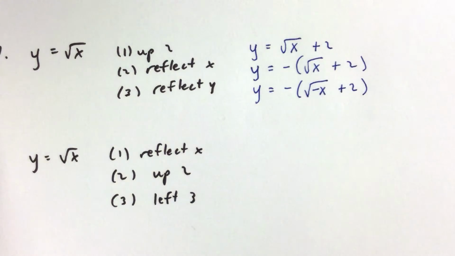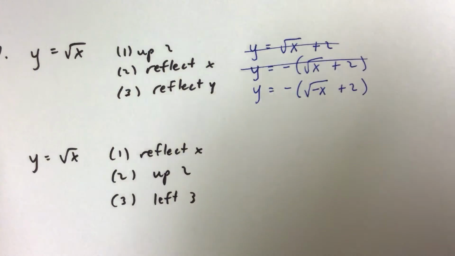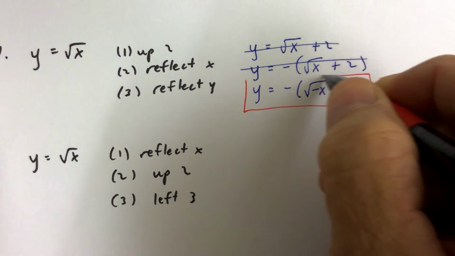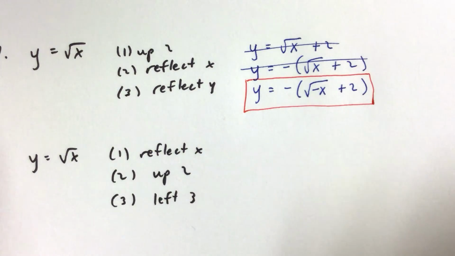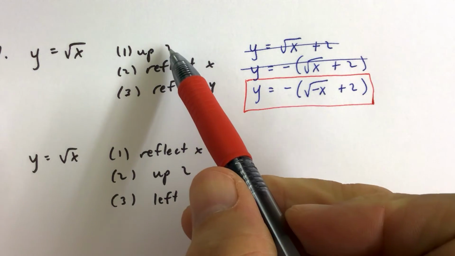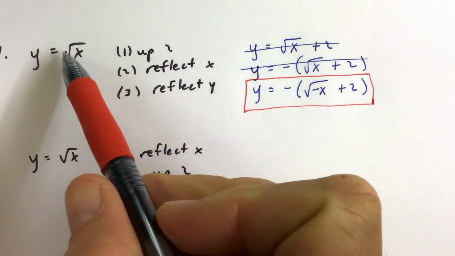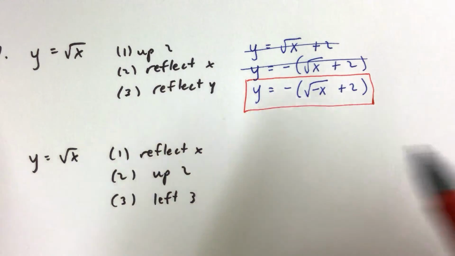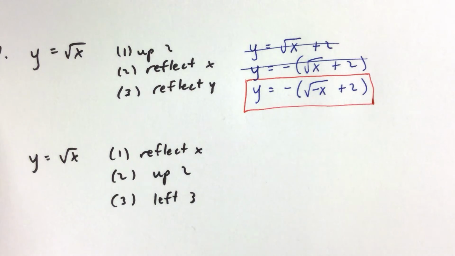And that right there, so we don't need those anymore. All we're left with is the function that if you graph it, you would get the same graph as y equals radical x, up 2, reflect about the x-axis, and then reflect about the y-axis. All right, so let's try this next one.